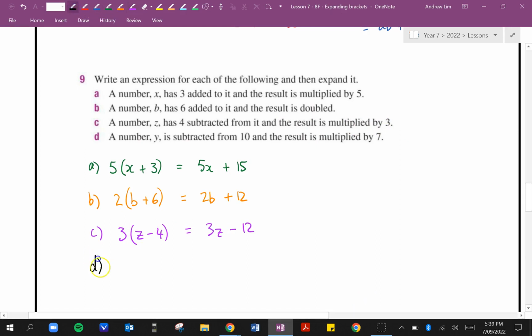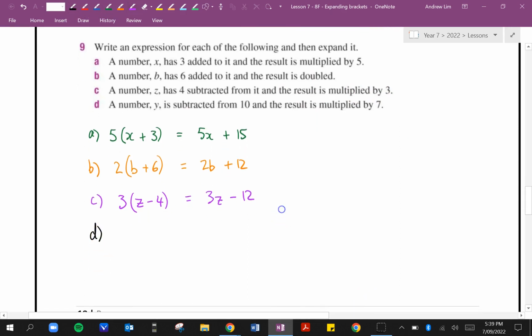And question D. A number y is subtracted from 10. So this one's different, right? It's subtracted from 10, so it's 10 minus y, because it's from 10. And the result is multiplied by 7. So we get 70 minus 7y.